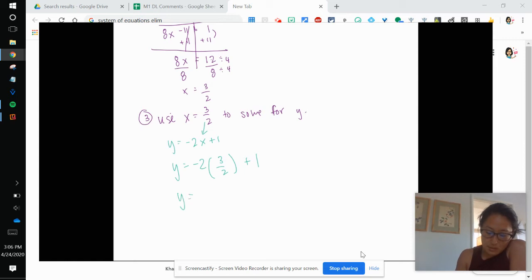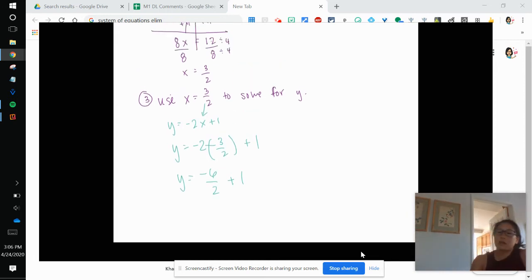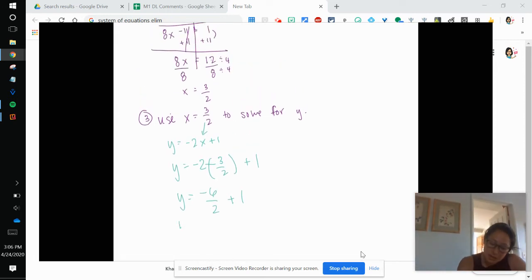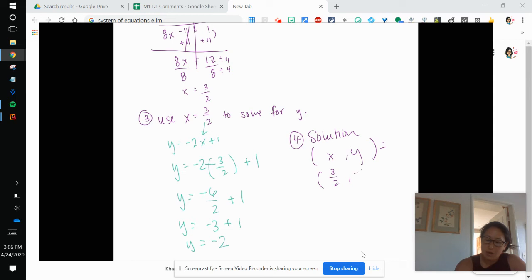So y is equal to negative 2 times 3 over 2 plus 1. 2 times 3 is 6, so negative 6 over 2 plus 1. I'm going to simplify: 6 divided by 2 is 3. So y is equal to negative 3 plus 1, so y is equal to negative 2. Step 4 is the solution. The solution is an ordered pair. So x was 3/2 and y was negative 2. So the lines cross at 3/2, or 1.5, and negative 2.